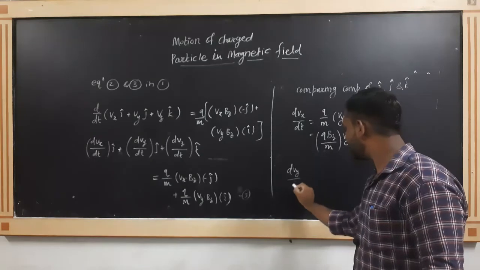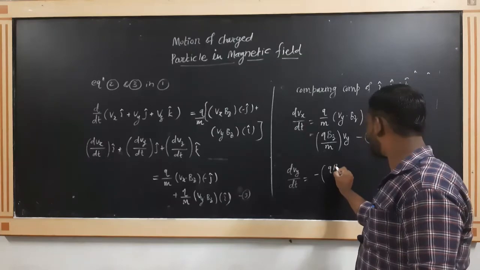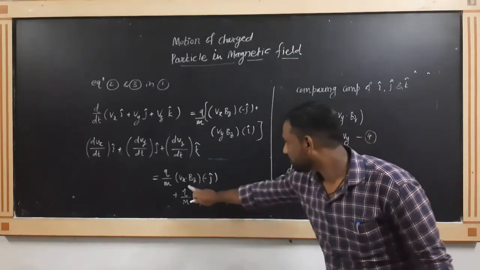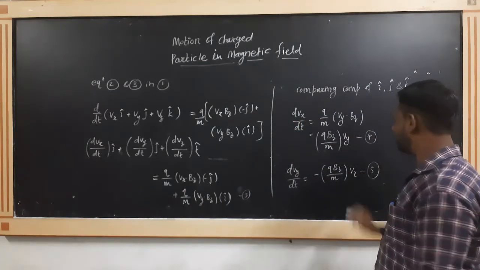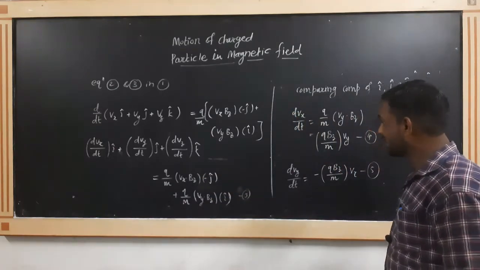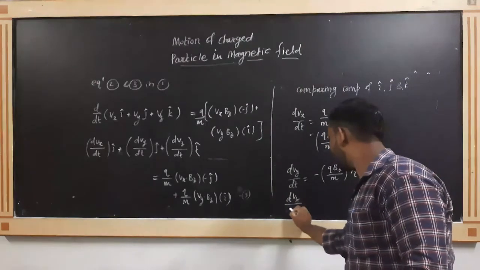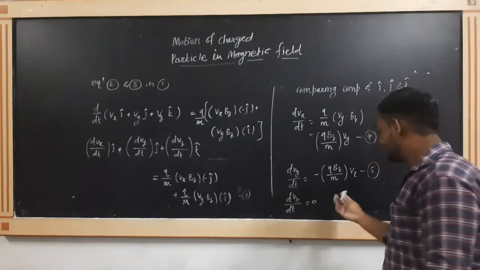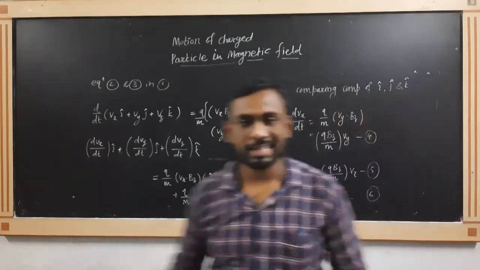So dvy by dt is equal to minus q Bz upon m, the similar quantity, into Vx. Let's say this is equation number 5. And for the z component, dvz by dt: we don't have any z component on the RHS, so it is 0. Let's say this is equation number 6.